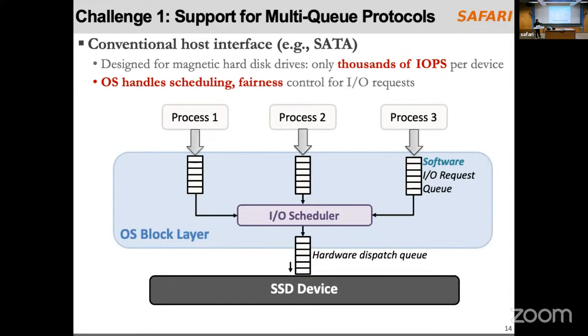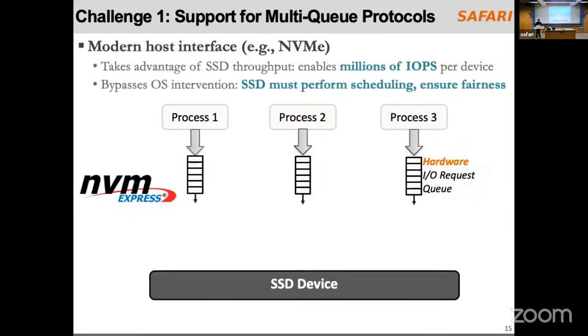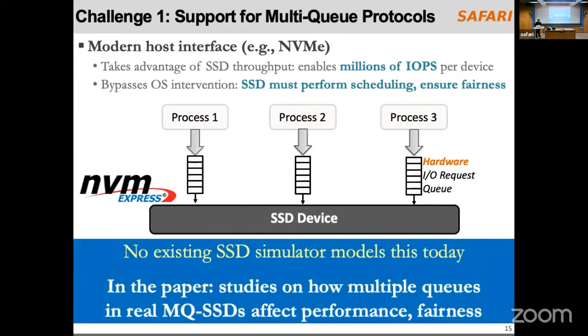So once we have the hardware dispatch queue ready, then the SSD device would consume the request from that. Now, when modern protocols like NVMe were implemented, which provide a lot of parallelism and improvement in throughput, what they did was to bypass this OS scheduling and the hardware dispatch queue, and provide a direct interface between the request queues from each process to the device. So there are queues implemented in the software layer, also in the hardware layer.